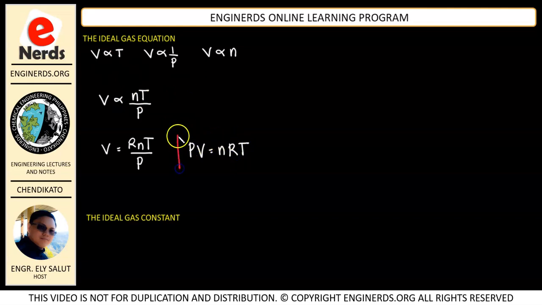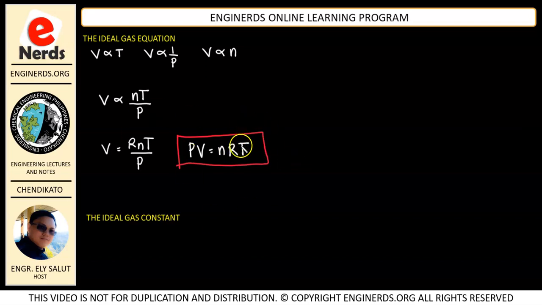This is really famous, guys, when we are working with ideal gases. You will be encountering this all the time when we are working with ideal gas. So, P is our pressure, V is our volume, n is the number of moles of our material, R is our proportionality constant na tinatawag din nating ideal gas constant, and T is our temperature.